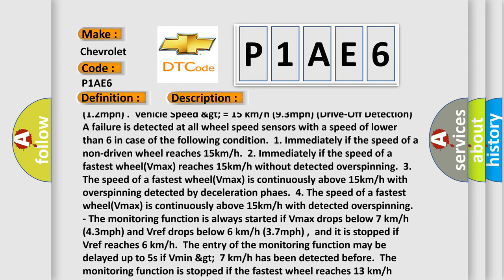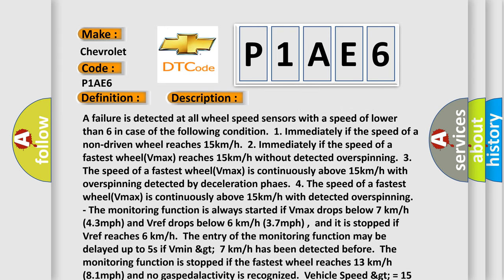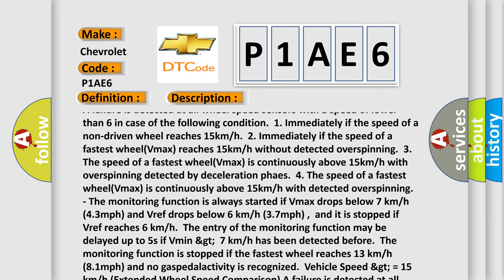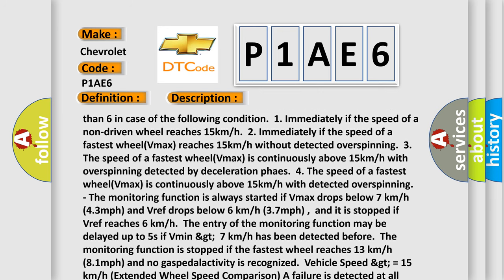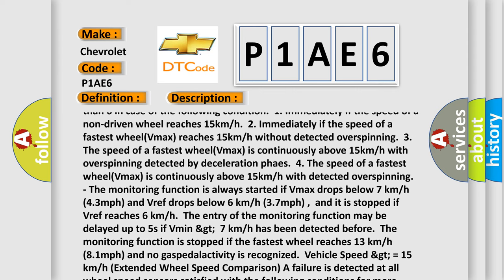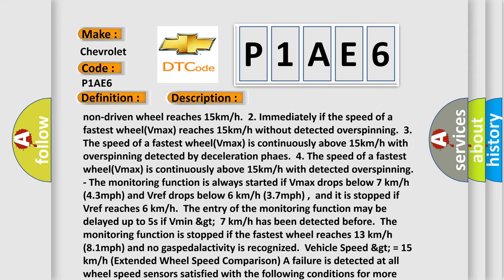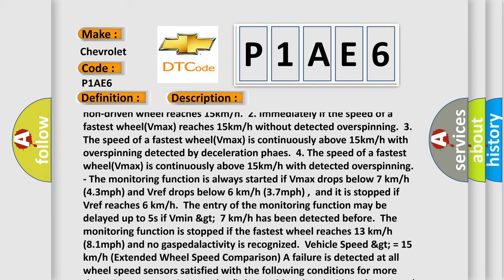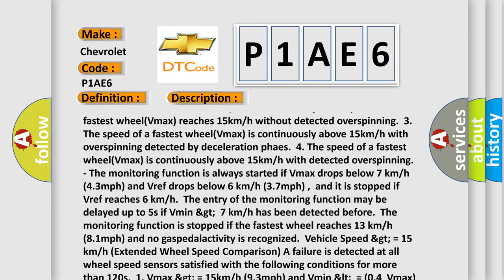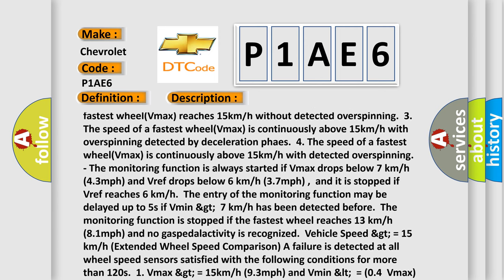The monitoring function is always started if Vmax drops below 7 km per hour, 4.3 miles per hour, and Vref drops below 6 km per hour, 3.7 miles per hour, and it is stopped if Vref reaches 6 km per hour. The entry of the monitoring function may be delayed up to 5 seconds if Vmin GT 7 km per hour has been detected before. The monitoring function is stopped if the fastest wheel reaches 13 km per hour, 8.1 miles per hour, and no gas pedal activity is recognized. Vehicle speed GT equals 15 km per hour.